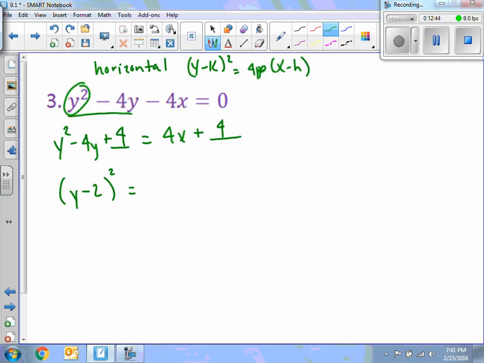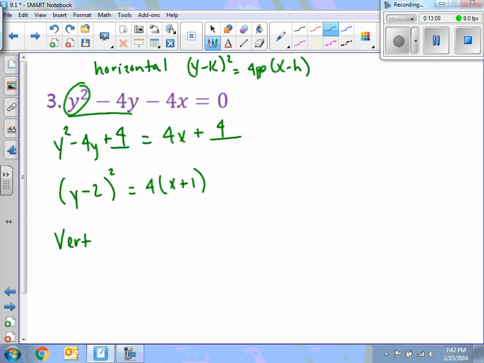Now, if I need this to be 4p times x minus h, I need to factor out any coefficient on x, because x doesn't have a coefficient. It's x minus h. There is no coefficient on x, so if there is one, I need to factor it out. Here I have a 4x, so I need to factor out a 4. I'm left with x plus 1. This is now my standard form.